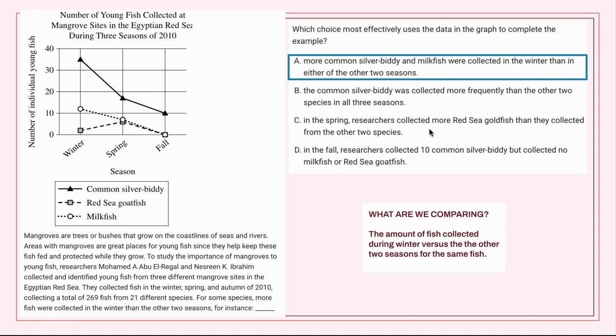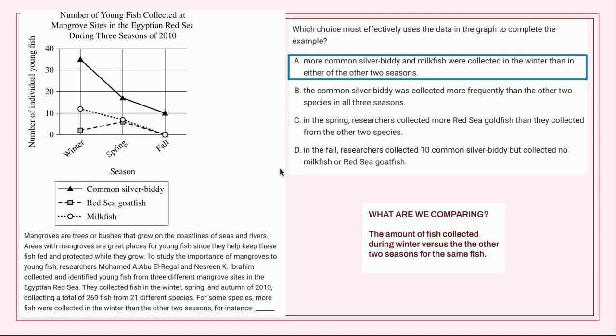In the spring, researchers collected more red sea goatfish than they collected from the other 2 species. Again, now we're just talking about the spring, and we're comparing the fish species to each other. So it's not even mentioning winter, and it's not comparing what we need to compare. So that's why C is incorrect. And then D, in the fall, researchers collected 10 common silver biddy but collected no milkfish or red sea goatfish. Same problem. We're not even mentioning winter. We're just narrowing in on the values for one specific season.